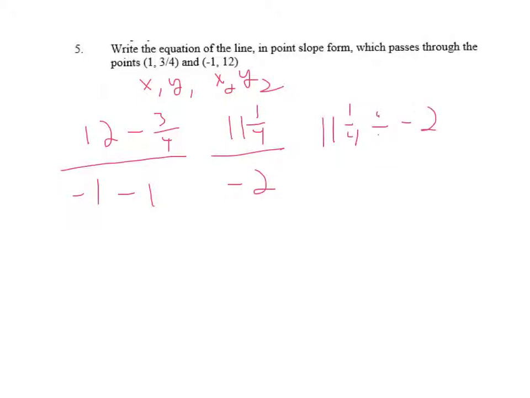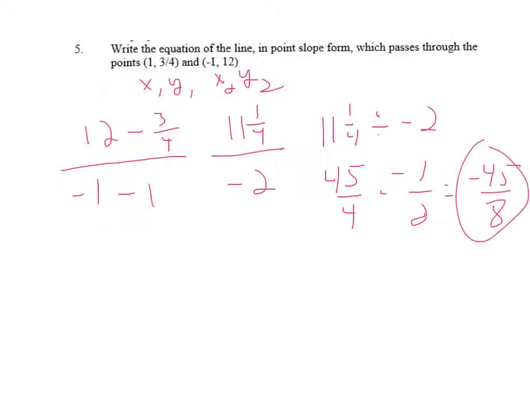I'm going to treat this like fractions. So this first fraction becomes 45 over 4 times 1 over 2. And of course that's negative. Nothing cancels. So my slope is negative 45 over 8. And then I can choose either point to make my point slope form. So remember, it's x, y. So I can say y minus 3/4 equals negative 45 over 8 times x minus 1.